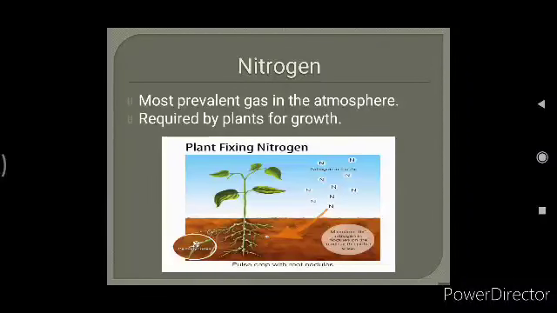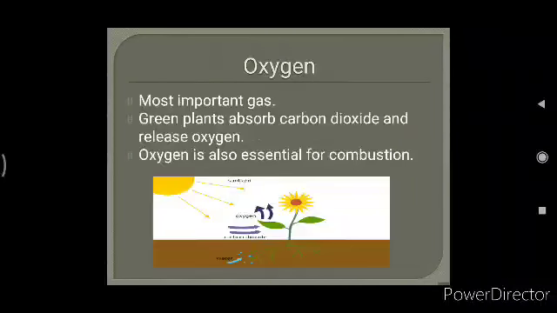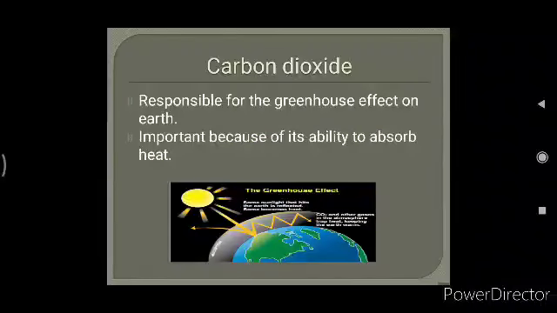After that we started with the importance of the gases present in the atmosphere, in which we first discussed nitrogen, which is required by plants. Then we studied oxygen, which we require to survive. After oxygen we studied carbon dioxide, which is important to absorb the heat. So these were the different gases which we studied today.